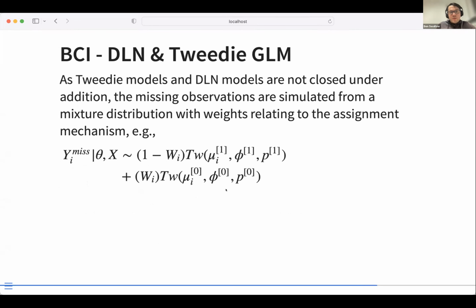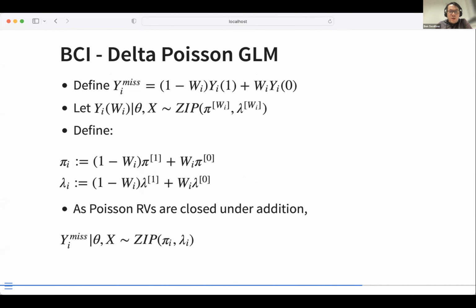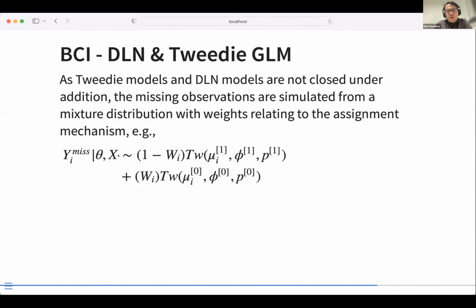For the delta log normal and the Tweedie model, this doesn't work quite as well because of the lack of closure under addition. And therefore, we need a slightly more complex model, which now becomes a mixture of Tweedies or a mixture of delta log normal models in that case. Because of the sensitivities we found with the delta log normal models, we're focusing here specifically on the Tweedie model. But here, again, it's a mixture of Tweedie distributions with the weights corresponding to the allocation mechanism, and then the parameters of the Tweedie corresponding to some mean structure, which we can put covariates in, and then some variance parameters as well.